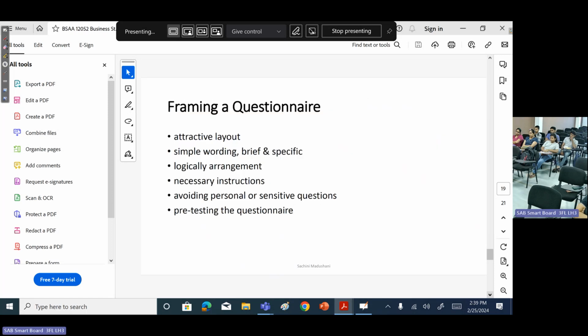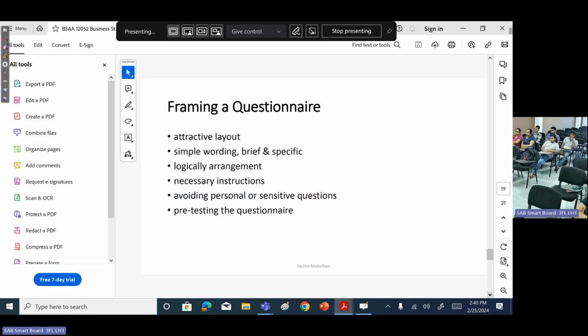Now you know the questionnaire and the types of questions included in it. Then we move into framing the question, how to prepare the question. These are the things we want to consider when preparing a question. The first one is attractive layout. The layout of the questionnaire must be attractive and clear. The next one is simple wording, brief and specific.